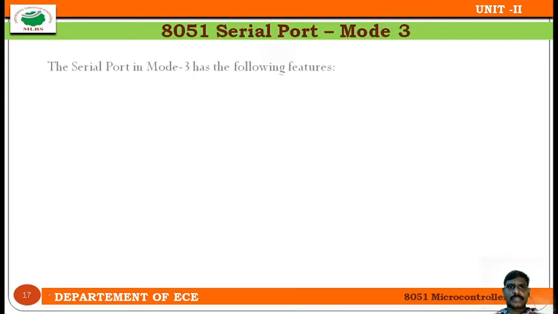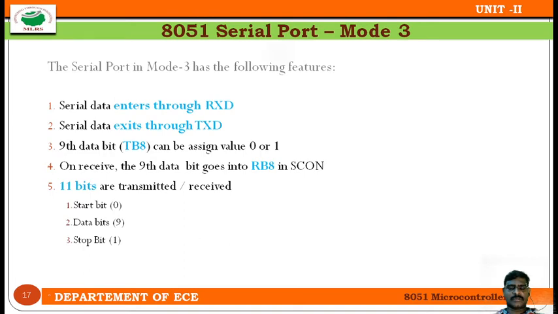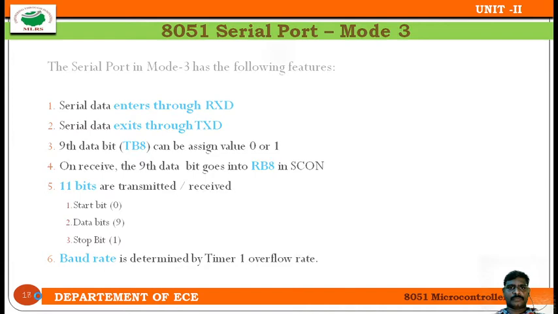Mode 3 of the serial port has the following features. In a similar manner, data enters through the receiver and exits through the transmitter. The ninth data bit, TB8, can be assigned the value 0 or 1. Once received, it goes into RB8 of the SCON register. Here also we use 11 bits, and the baud rate is determined by Timer 1 overflow.